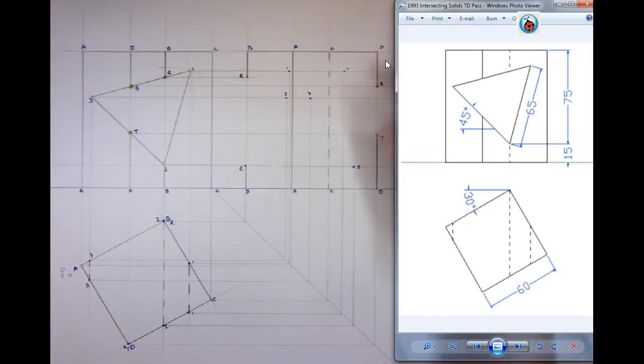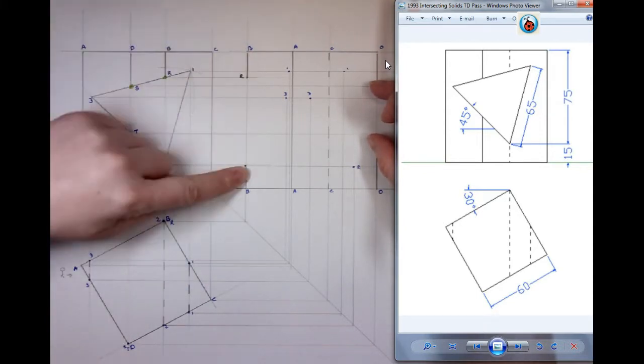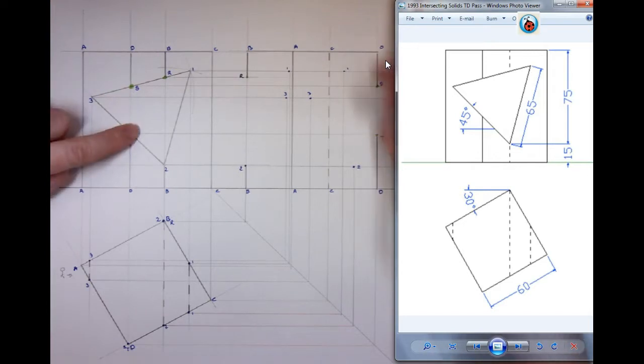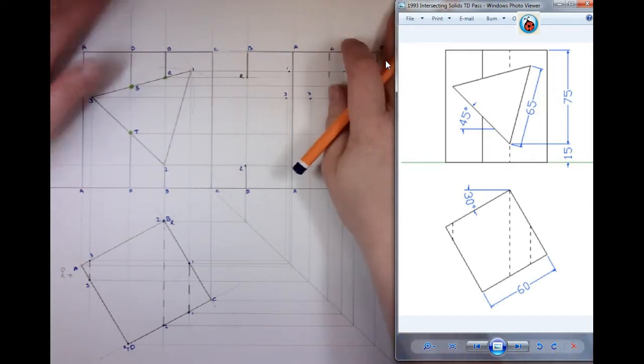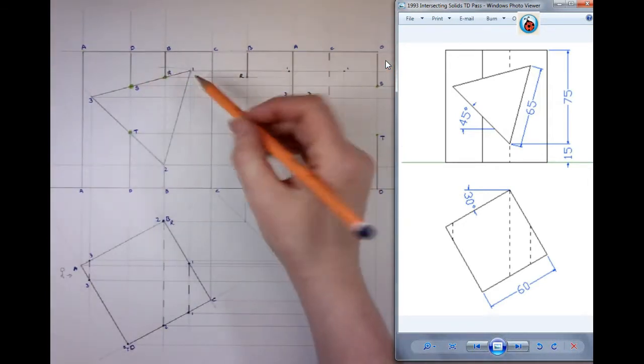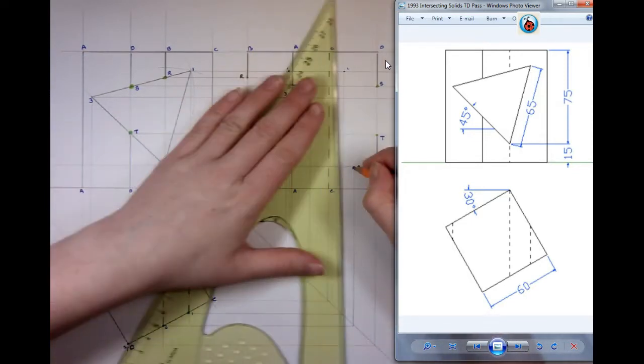S and T are on the right. R is on the left. R cuts B. S and T are cutting D. They are separate. So we're going to treat it as a right and a left. So just looking at 1 goes to 2. I'm not going to do the other hidden lines yet. 1 goes to 2, nice and lightly.